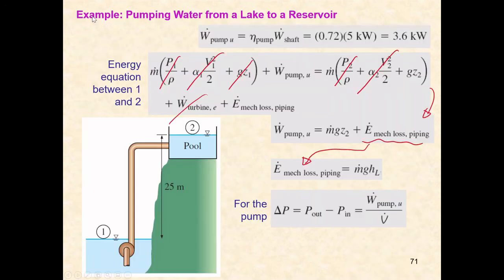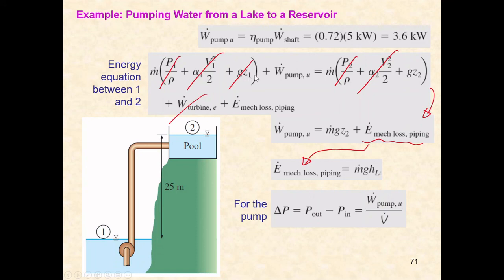All right, this example shows pumping water from a lake to a reservoir using a pump. So we can see that the pump is used to pump the water from a lake to a reservoir. The reservoir is 25 meters above the lake. All right, and so we can compare point 1 with point 2. We write out this energy equation, the same as the previous equation that we've been discussing, but in a different form.